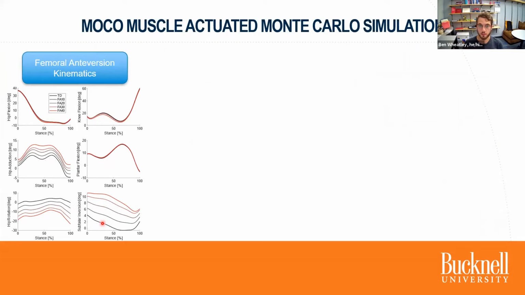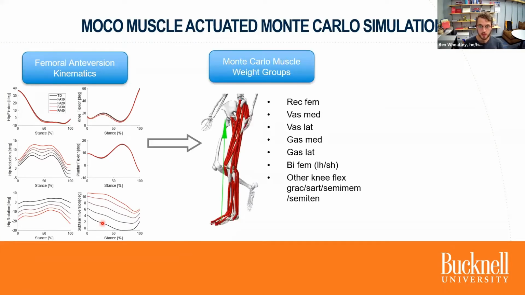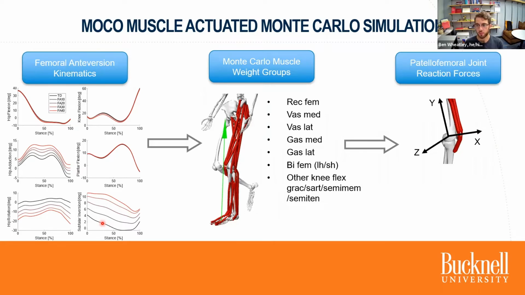Looking next at our muscle-actuated Monte Carlo simulation in MoCo, we began with our femoral anteversion kinematics that we had just generated. We then weighed 7 sets of muscles or muscle groups using a Monte Carlo simulation of 1,000 simulations for each of our 5 femoral anteversion models. And then we output the patellofemoral joint reaction forces. Specifically, we're going to be looking at the root mean squared of muscle forces and the root mean squared of patellofemoral joint reaction forces across the stance phase.